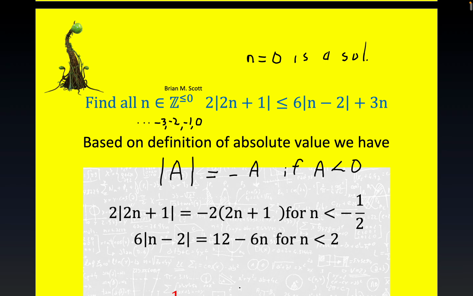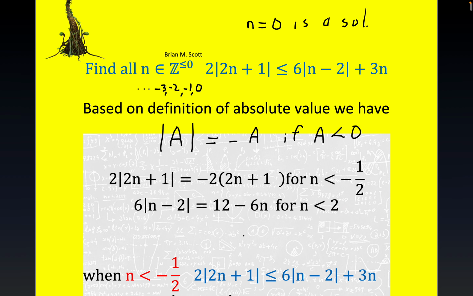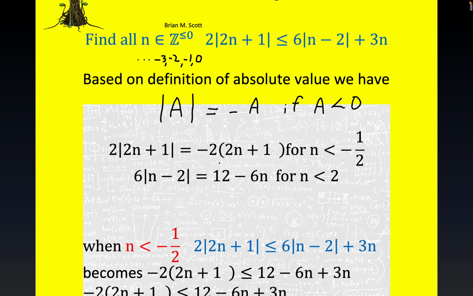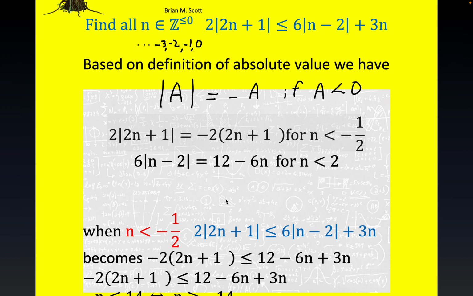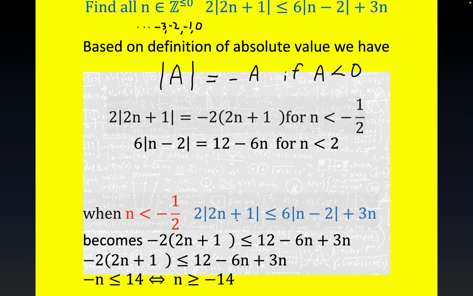Okay, now a useful thing to note here is that whenever n is less than minus 1/2, it's also less than 2. So all you really have to do is consider less than minus 1/2 since we're interested in non-positive integers. Okay, so this is the work. I replace both of them with what they're equal to, based on this, our original expression. See how the minus signs come in here and change things around a little bit?